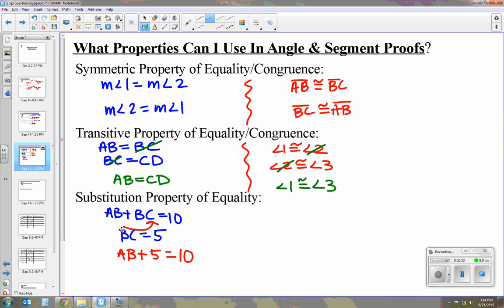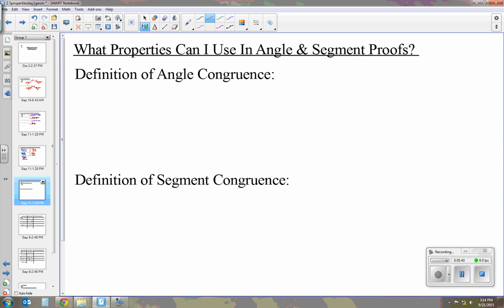So we're substituting in the 5 for the BC. Okay. Now I have two brand new properties. They're the same property, but we can use it for angles or segments, and that's the definition of angle congruence and the definition of segment congruence. And it's very important that we get our equality and congruency statements correct. So this property allows us to move from congruency to equality and equality to congruency. So it's really important that we can use this.